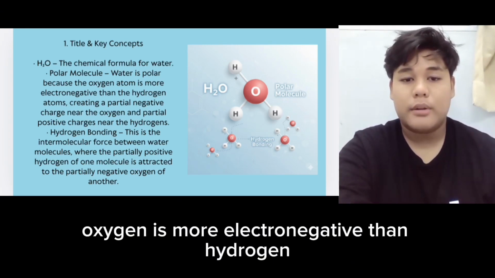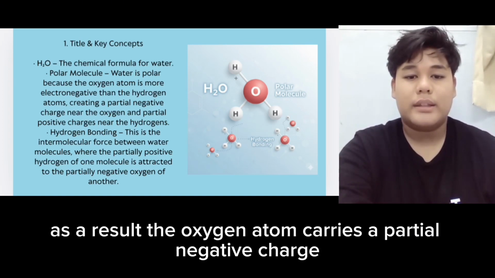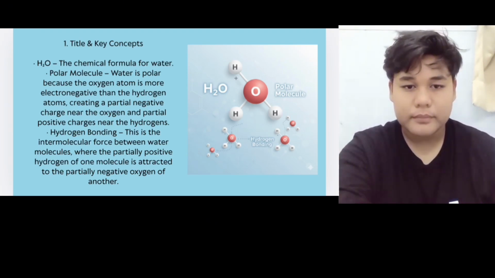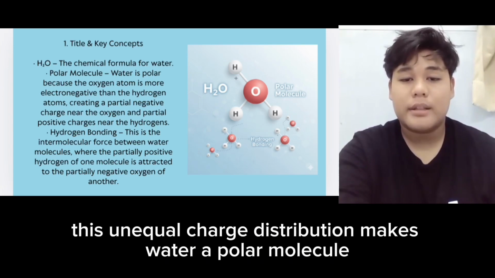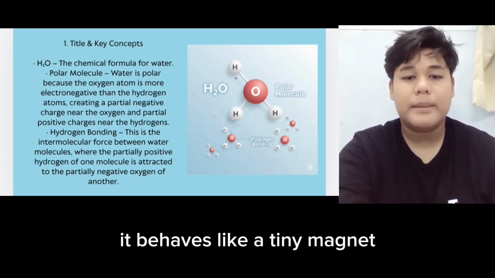Oxygen is more electronegative than hydrogen, which means it attracts electrons more strongly. As a result, the oxygen atom carries a partial negative charge, while the hydrogen atoms carry partial positive charges. This unequal charge distribution makes water a polar molecule. Because water has positive and negative ends, it behaves like a tiny magnet.